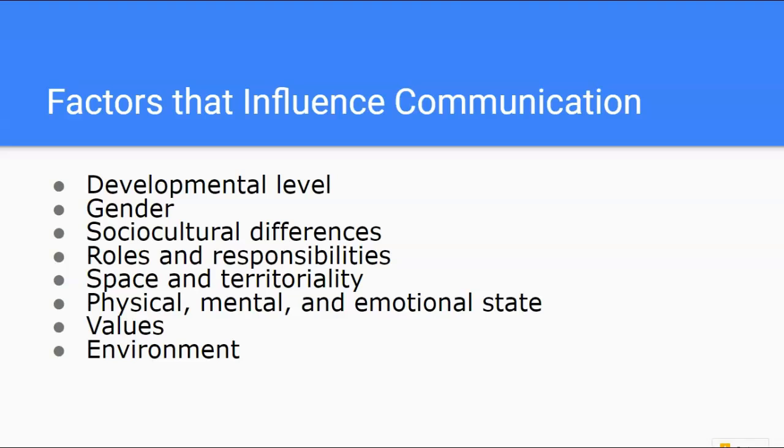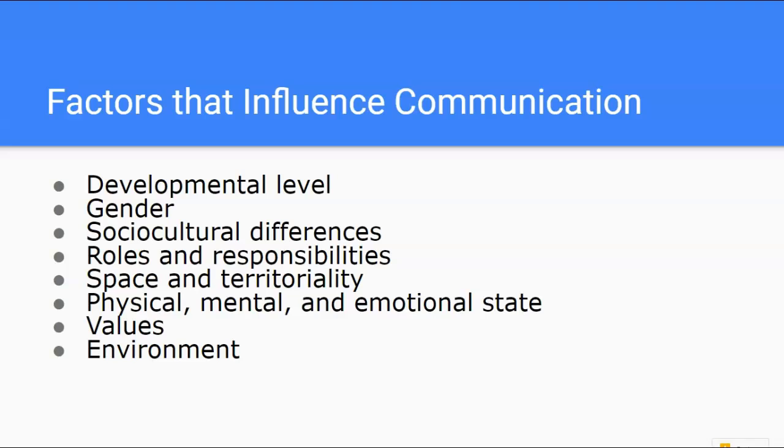Roles and responsibilities. In any communication situation, we have roles and responsibilities. There are two roles, one that's communicating and one that's receiving that communication, and what is the responsibility of either. Space, and I don't know how to say this word, it's very difficult for me, territoriality. So that's just kind of like where are you at in the room, how close you are to the person, in what space are you.